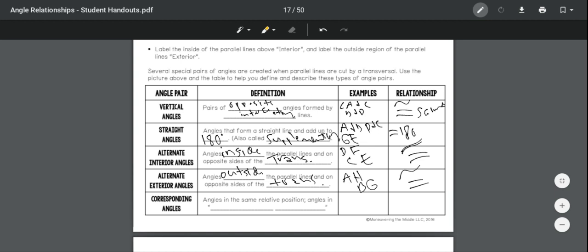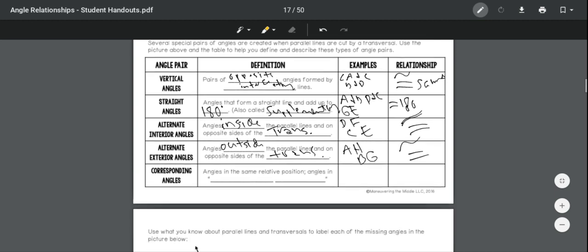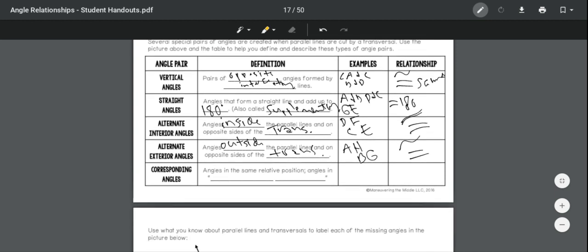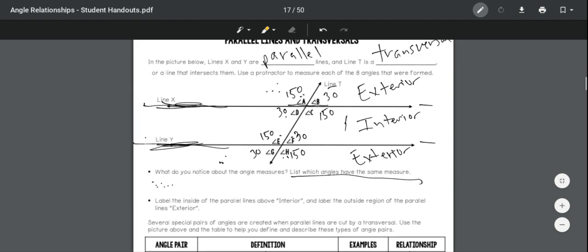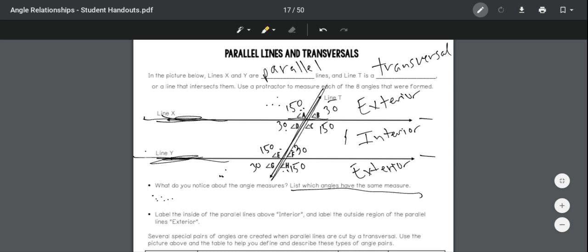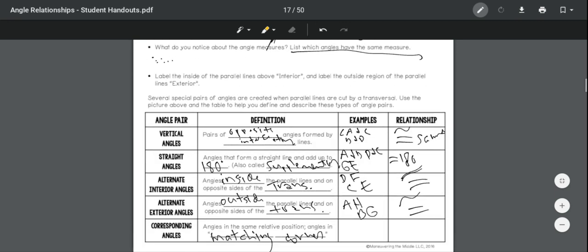And the last one is corresponding. They are angles in the same relative position. Angles in matching corners. So, for example, they have to be on the same side of the transversal and in the same position. So, just look at this side of the transversal on the right. Angle B is in the same position as F. So, B and F.